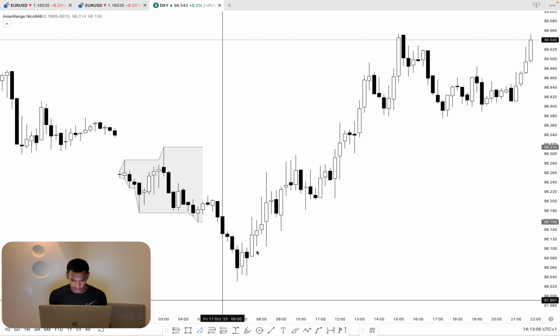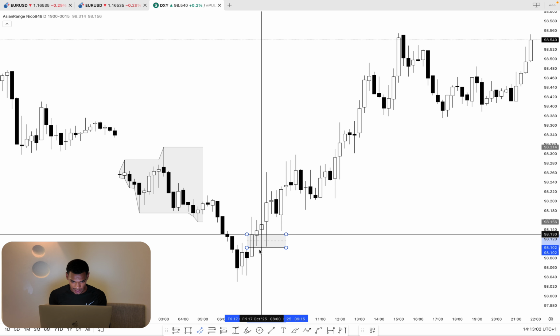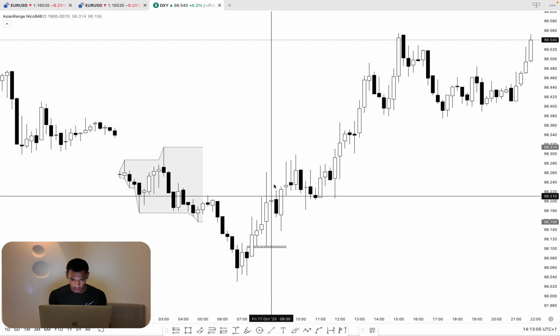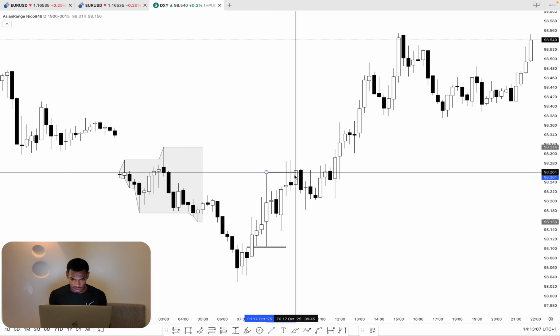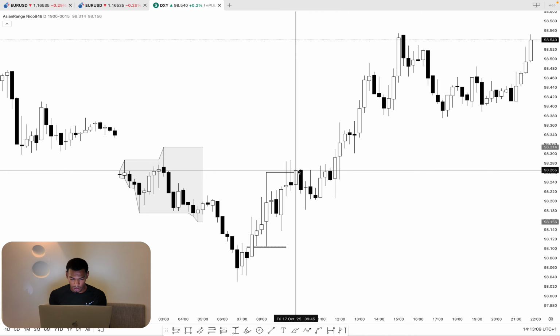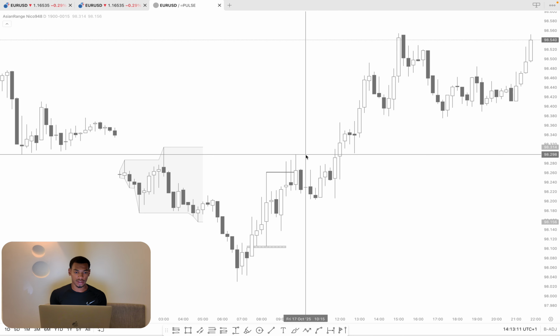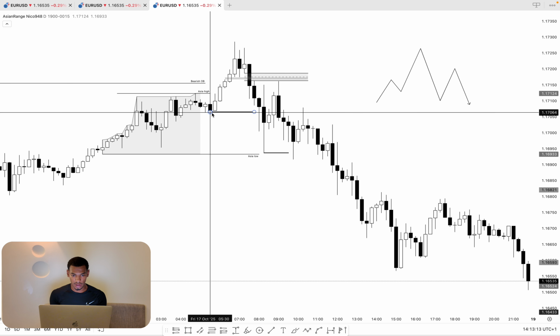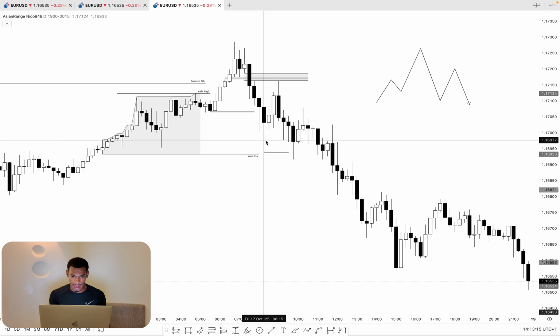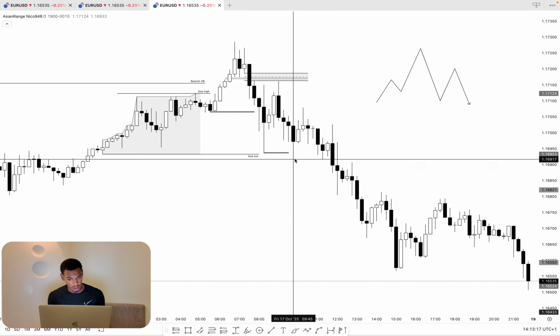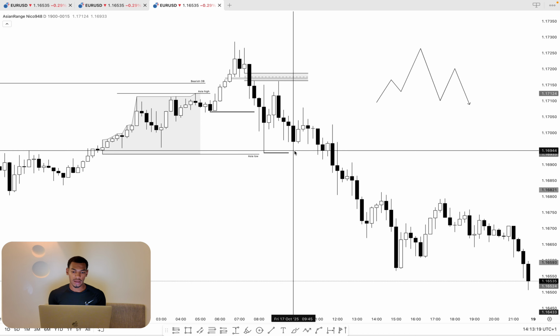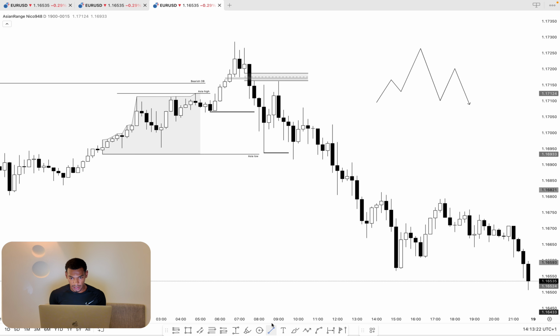So this is that imbalance that got respected. Very small, but it's there. This is that high, and you see how we close above. So at that point, I was saying, cool, we've now created a market shift, we've created a leg down, we've pulled back, and we've now broken that low over there. So now what I want to do is look for a retracement and go short.